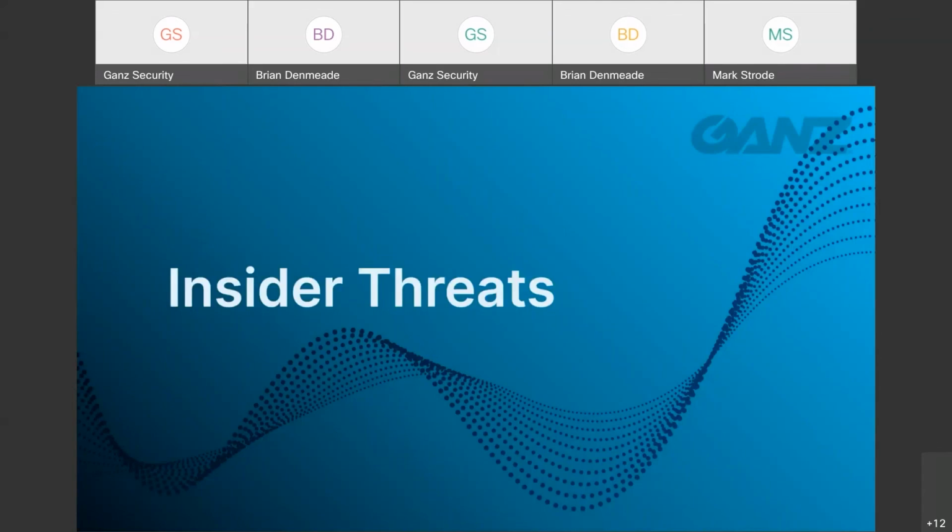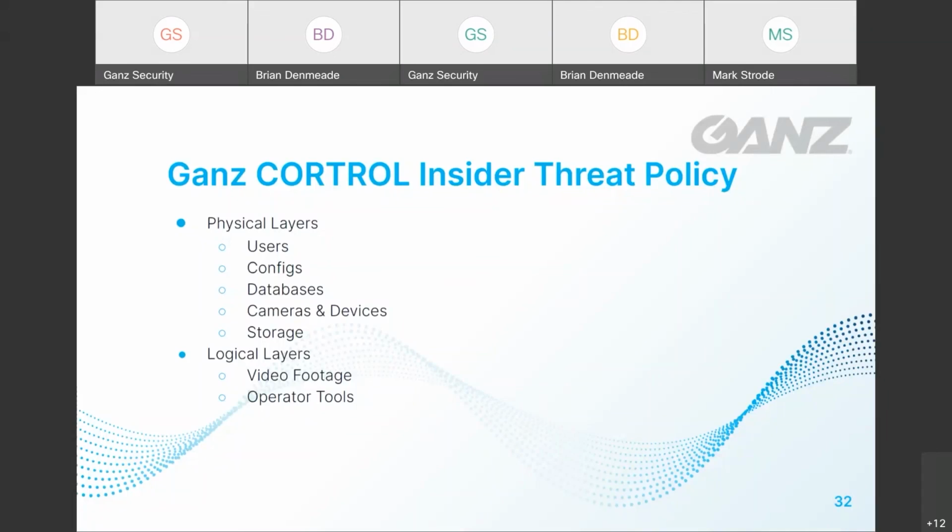What are insider threats? We referred to cyber criminals, and it's kind of inferred we're talking about them being an outside threat, but there are also inside threats. Inside threats are essentially anybody within the organization who has access to either the physical layer or the logical layer as it relates to the information. So we're talking about physical layers: users, configurations, databases, cameras and devices, storage, essentially being able to log into the physical devices.